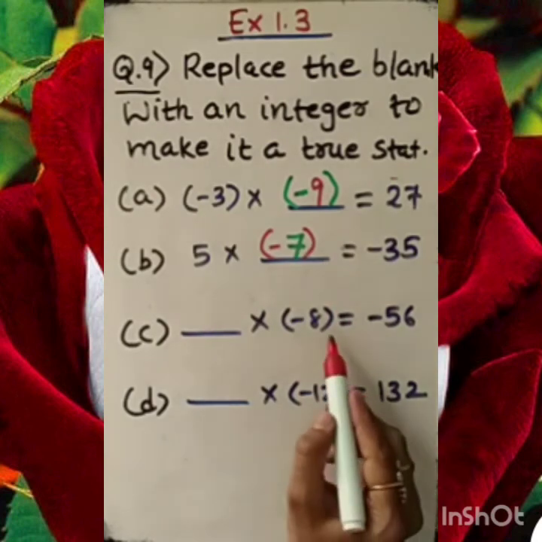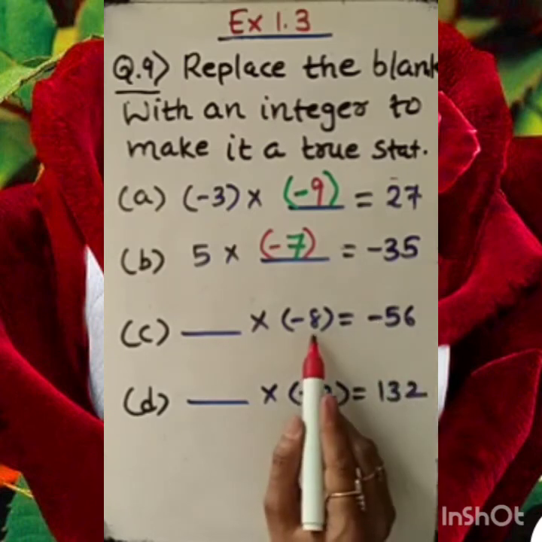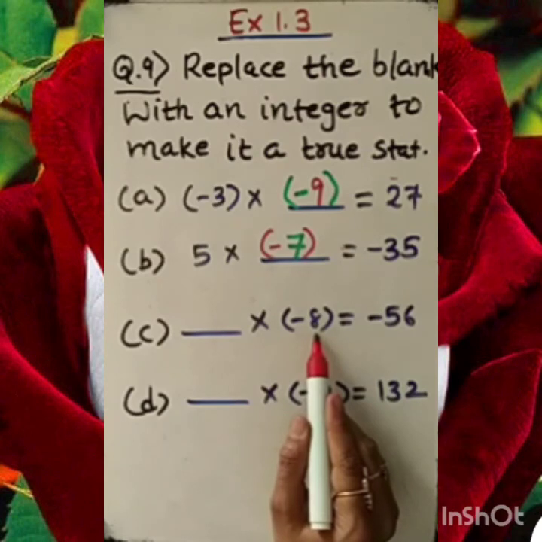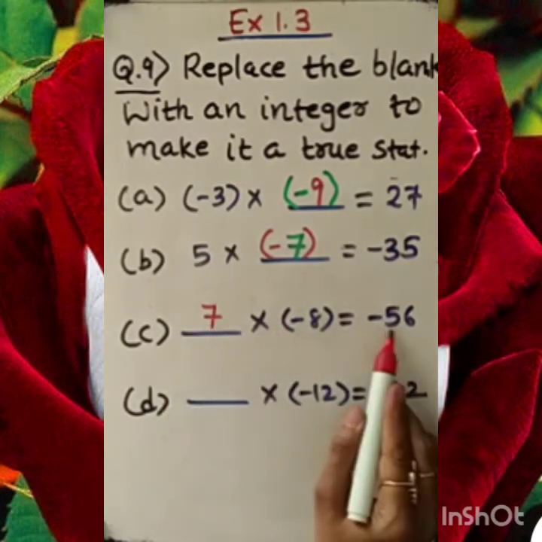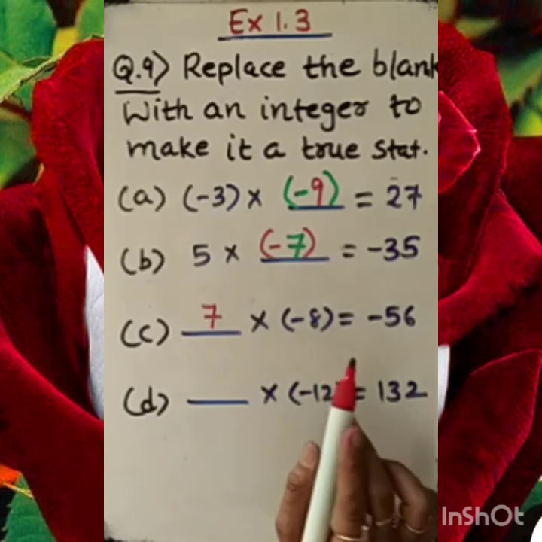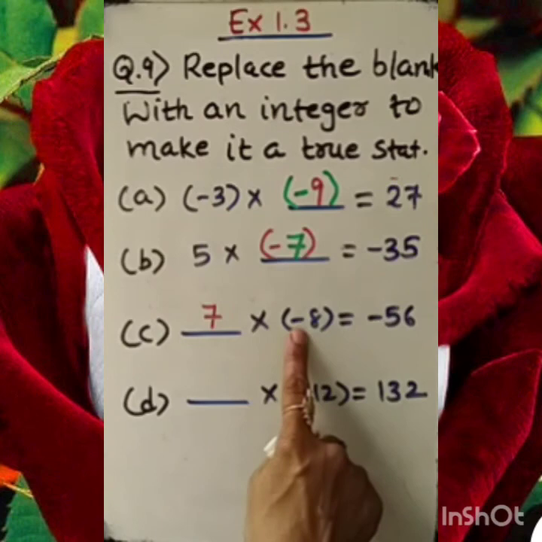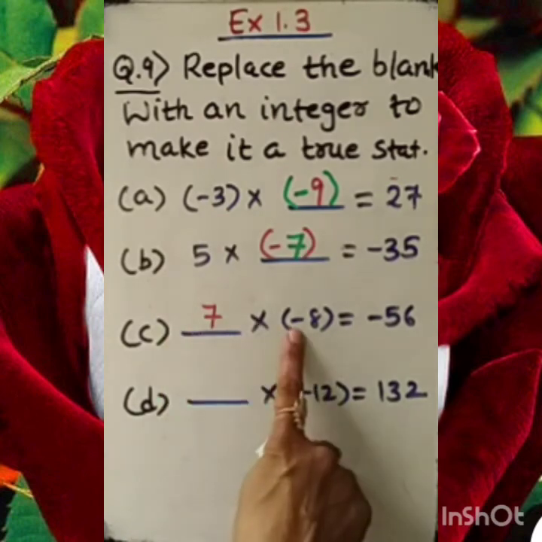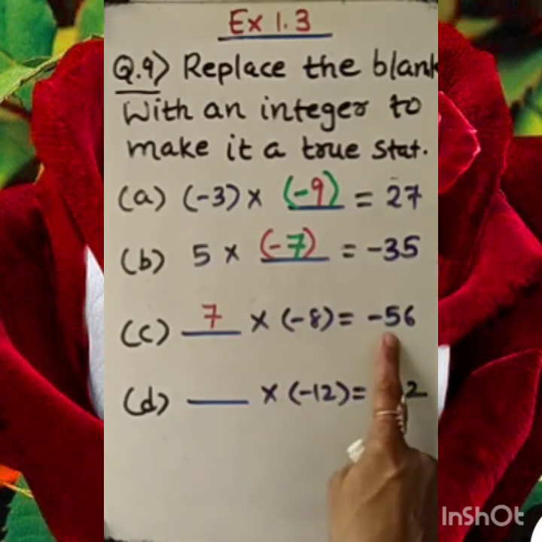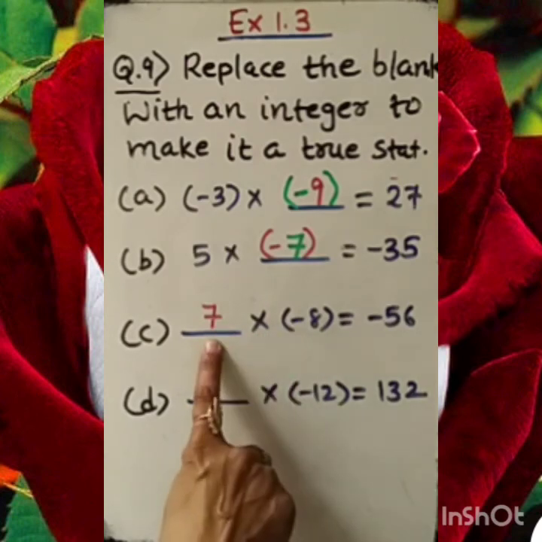Now here, the answer we want is 56. Let's recite the table of 8. We know that 8 sevens are 56, right? But how do we decide the sign? As the sign of this answer is negative, a negative will come only when one of them is negative. If you write minus 7, then minus into minus will give the result plus 56. So we do not have to work on that. Only 7 is the answer.